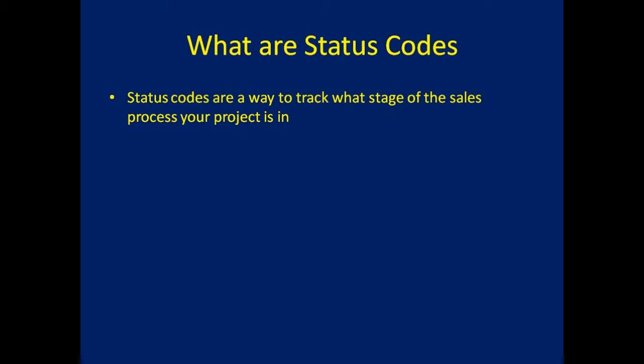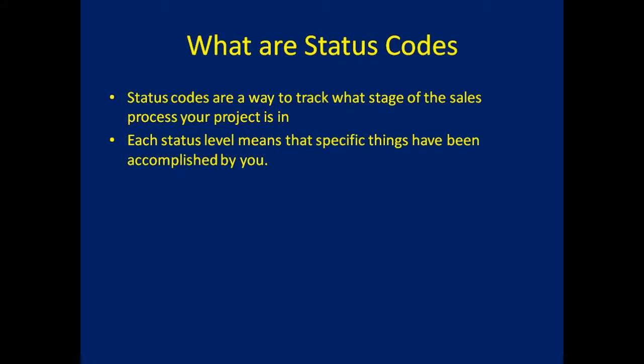This is important because it's proven that with commercial customers there are specific steps that need to be done in order for you to move down the sales cycle and win the account. The status codes help you keep track of that. They also show Walgreen what stage you're in the sales process so they can help you best. Each status level means that specific things have been done and accomplished by you or your customer.